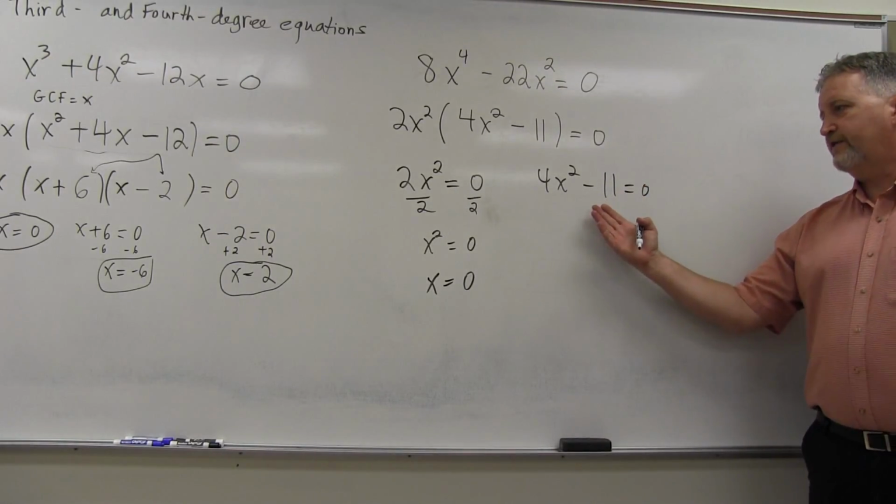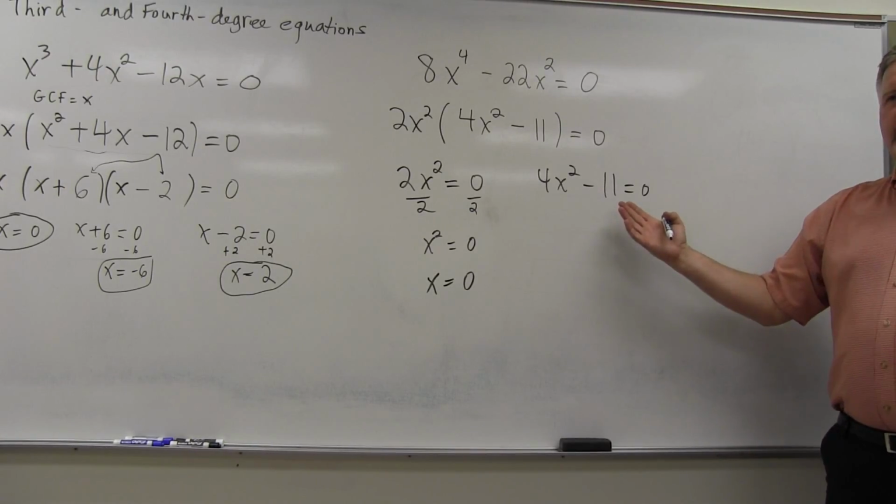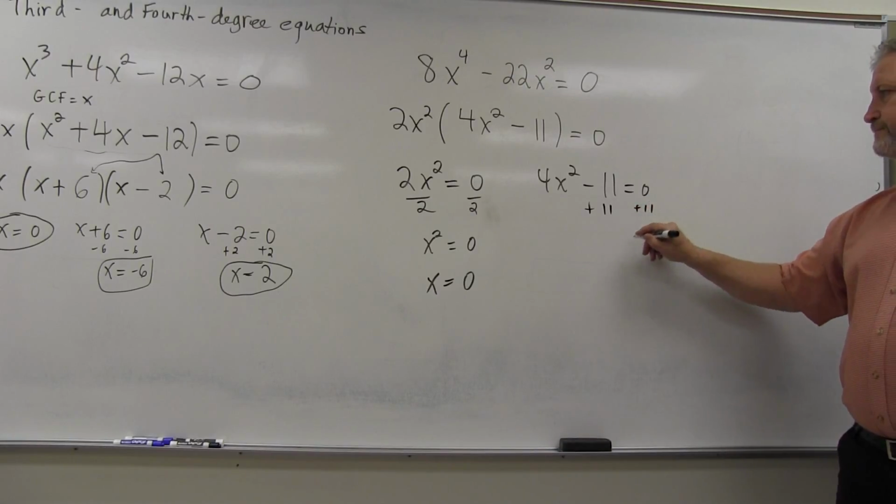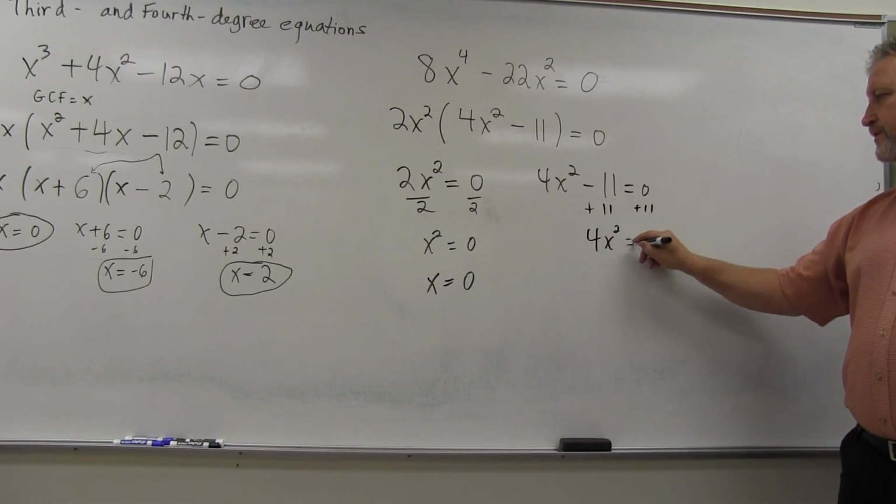Now over here, on the other hand, I can't factor it, so I'm going to use the square root method. Add 11, divide by 4.